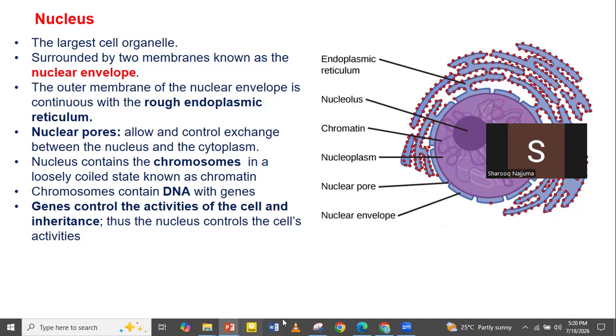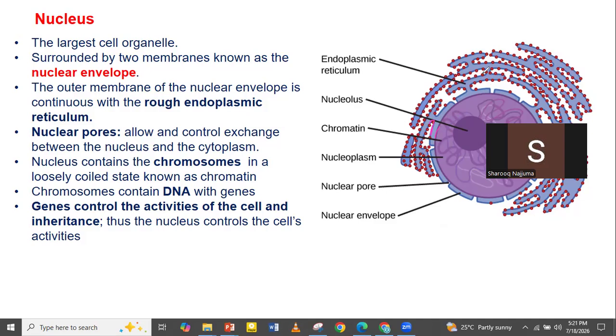Now, we have seen the nucleus is surrounded by two membranes, which you call an envelope. You can see this inner membrane and then the outer membrane. However, sometimes the outer membrane extends outwards, like you can see here, to form the endoplasmic reticulum.